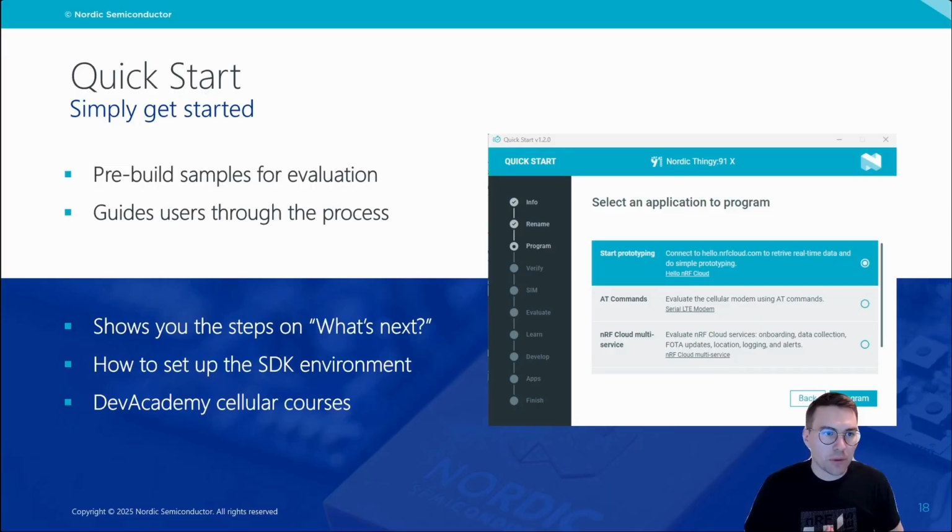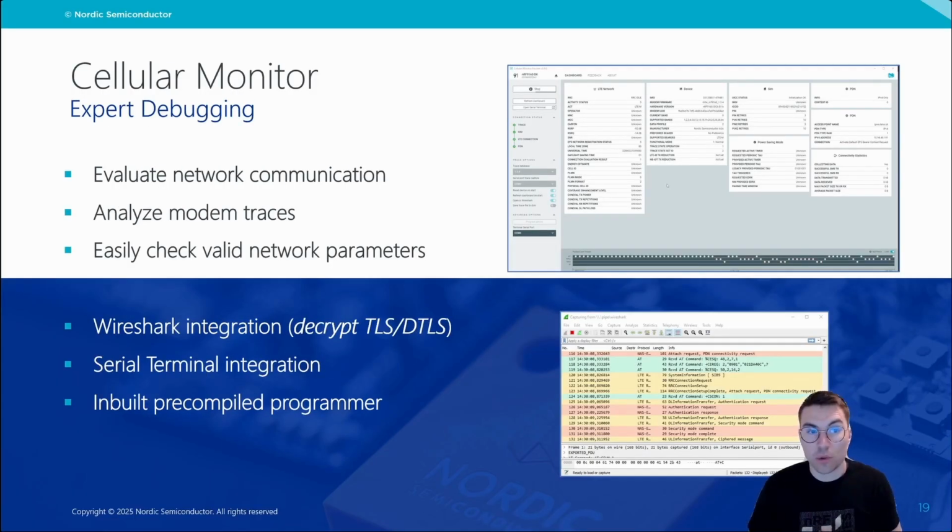So yeah, I've already demonstrated Quick Start. That's a tool we have for getting started with our devices. And the next tool we have in nRF Connect for Desktop is this Cellular Monitor. And this is the tool we provide for modem tracing and debugging. So you can directly in Cellular Monitor evaluate the network communication and then analyze the modem traces that you capture from your device, either a Thingy or your custom device during development.